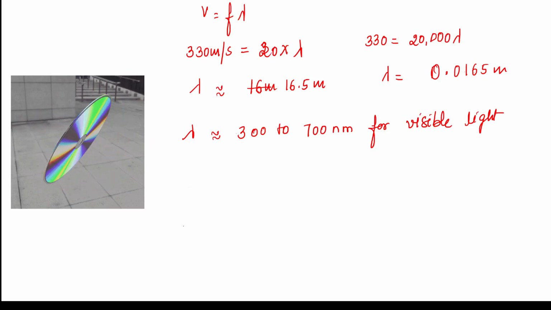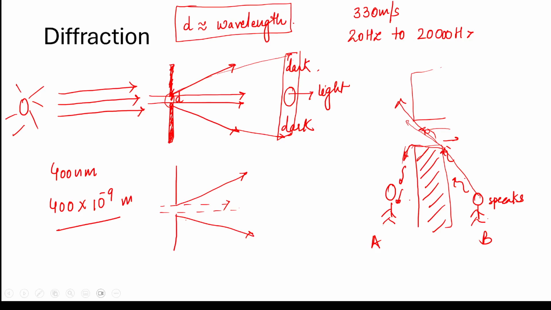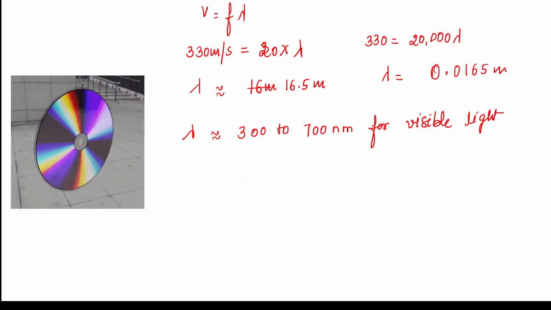So just to cut it short, what is diffraction then? It is nothing but bending of light. Bending of wave, to be more precise. Bending of waves. And when does the wave bend? When the slit size is of the order of the wavelength.